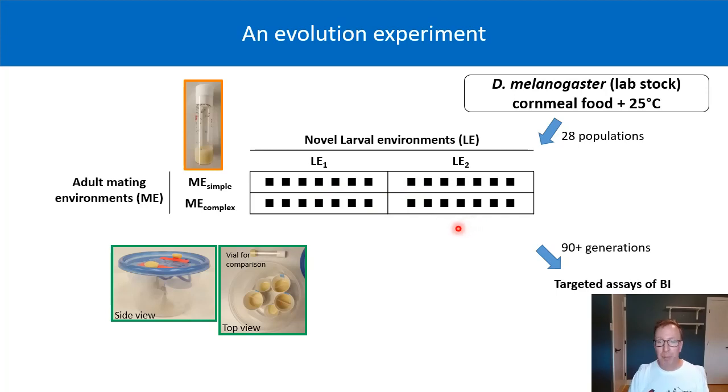Now, with 28 populations, there are 378 different pairwise combinations, so it's clearly logistically infeasible to test all of these. So we took a targeted approach, using 3 different assays to gain insight into the role of the larval and adult mating environments in the evolution of behavioral isolation. And we were particularly interested in these mating environments because we know they affect mating interactions, and so they may play a key role in the evolution of behavioral isolation.